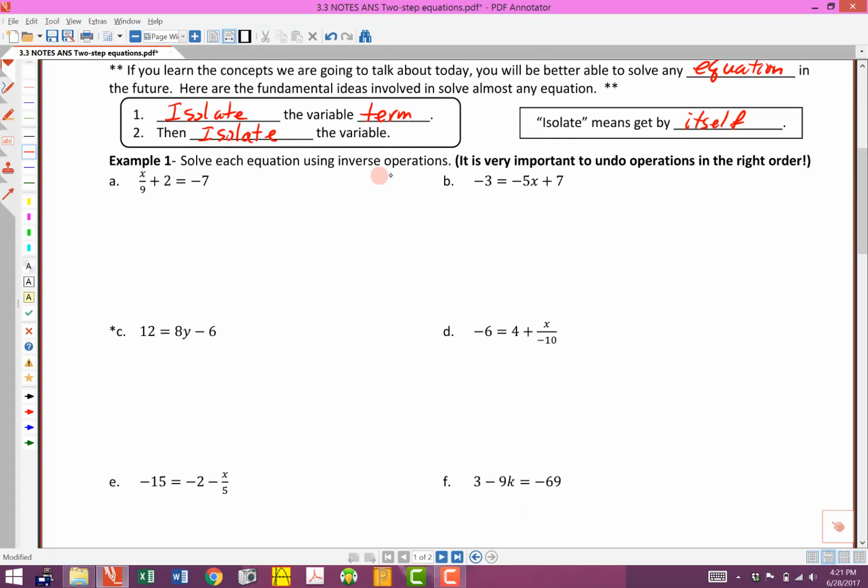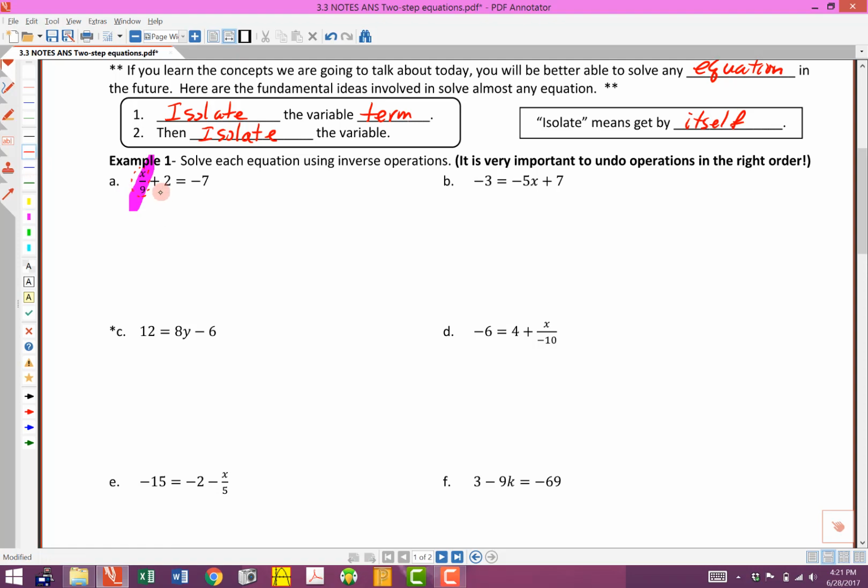So it says solve each equation using inverse operations, and it's important to undo the operations in the correct order. So what I want you to stop and think about is x divided by 9 plus 2 equals negative 7. So we want to isolate the variable term first. This is the variable term. So sometimes what I'll do is I'll actually cover that up, and I realize you can still see that. But this is the variable term. That's what we want to get by itself.